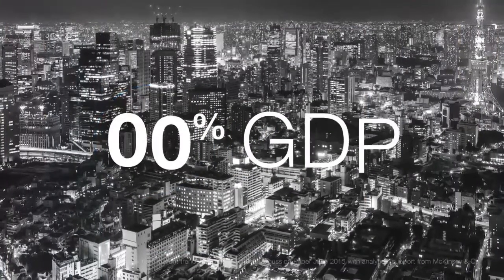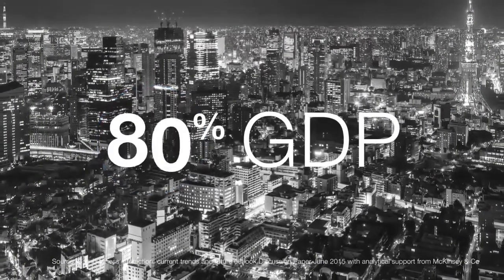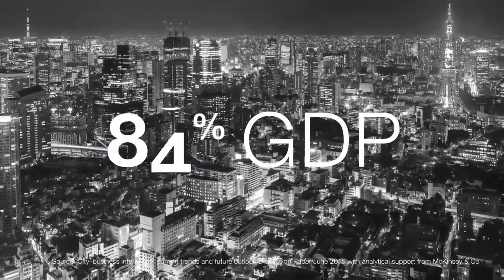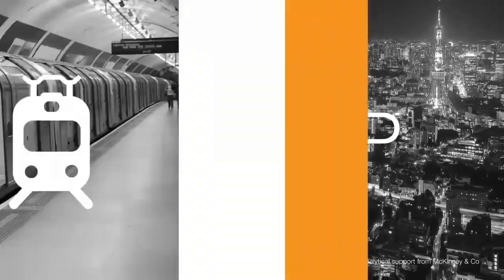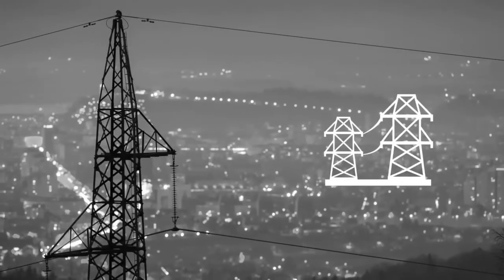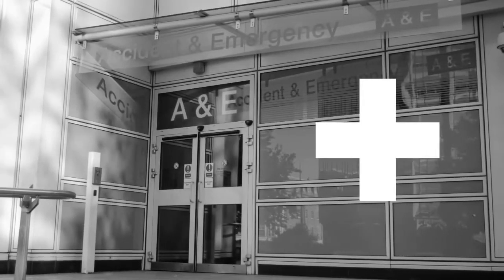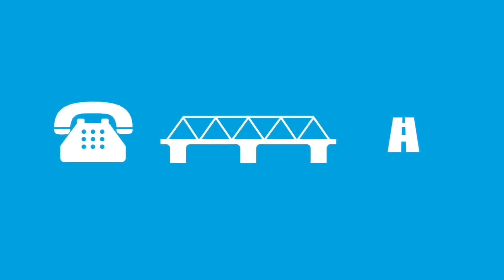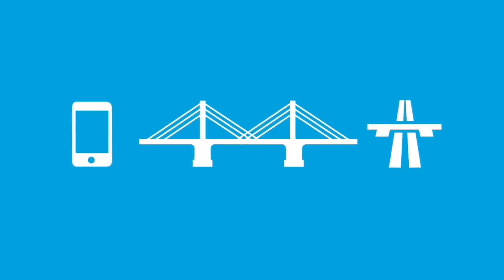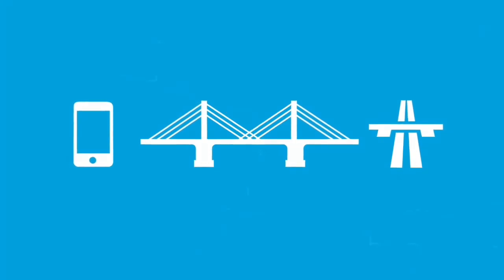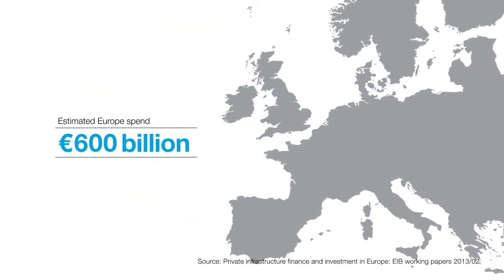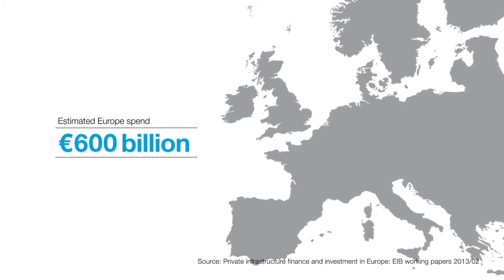Cities already generate more than 80% of the world's GDP, and this is likely to increase as cities continue to grow. To realize the economic benefits of urbanization, cities need the right infrastructure. In the developed world, aging infrastructure needs to be upgraded to meet the demands of the modern economy. It is estimated Europe needs to spend more than 600 billion euros a year on infrastructure investment.